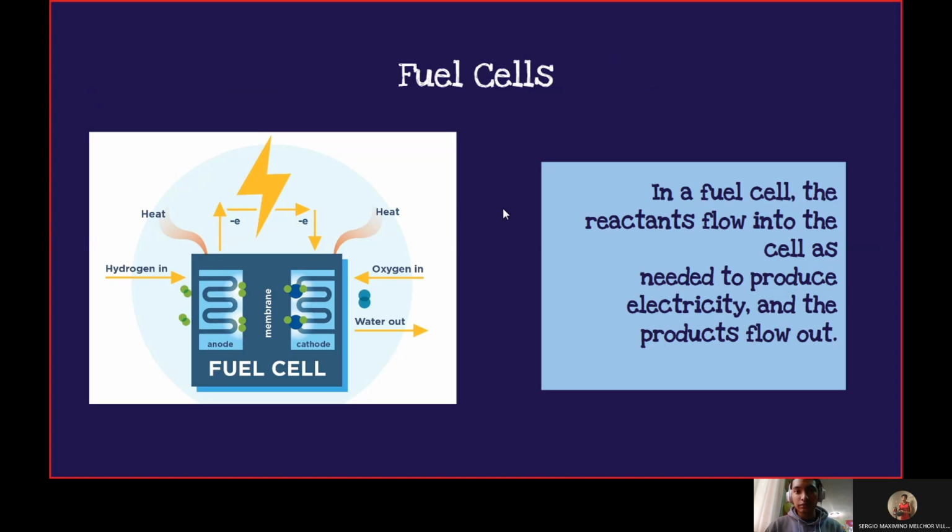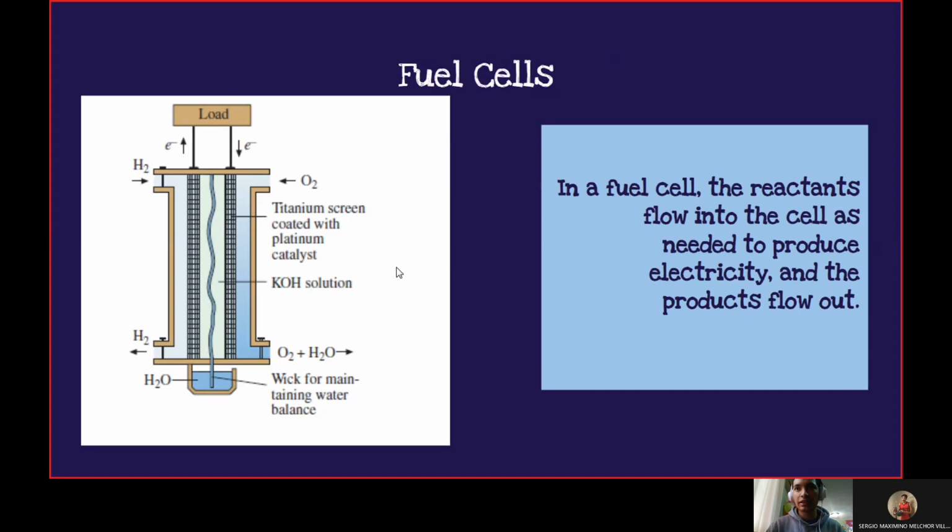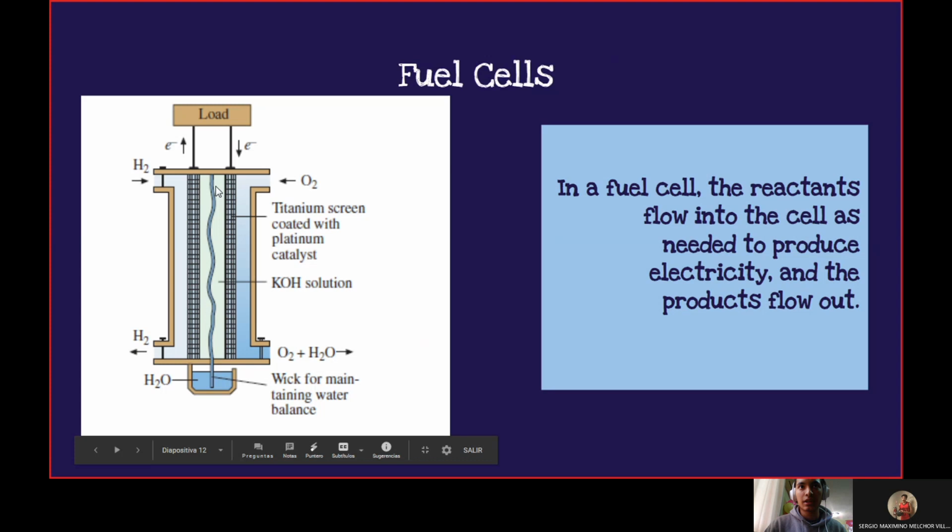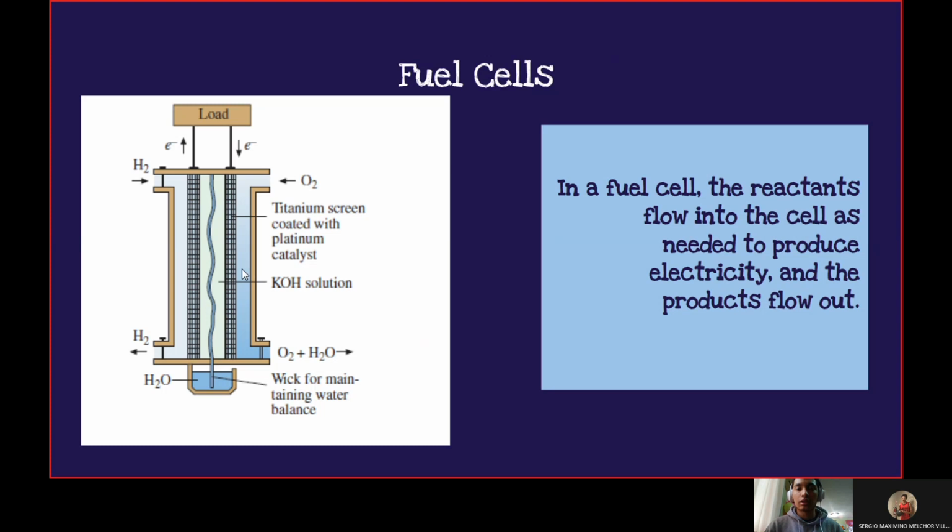Finally, we have fuel cells. These ones involve a combustion reaction and also require an external source of energy. The most common one is the hydrogen and oxygen fuel cell. As you can see here, in a fuel cell reactants flow into the cell as needed to produce electricity, and the products flow out. Here you can see the hydrogen flowing in and oxygen entering.